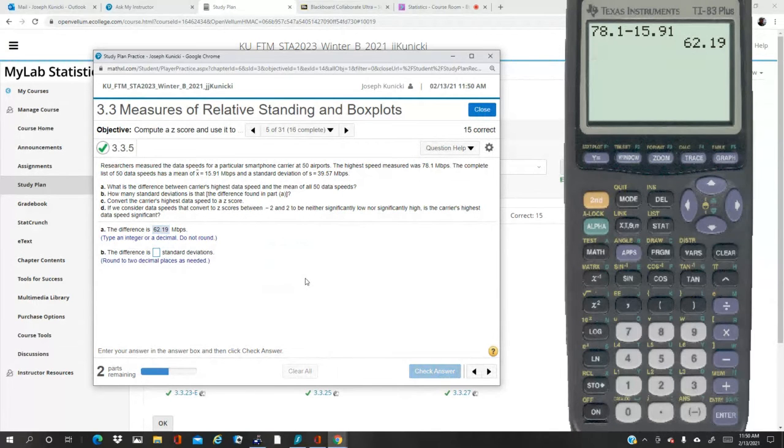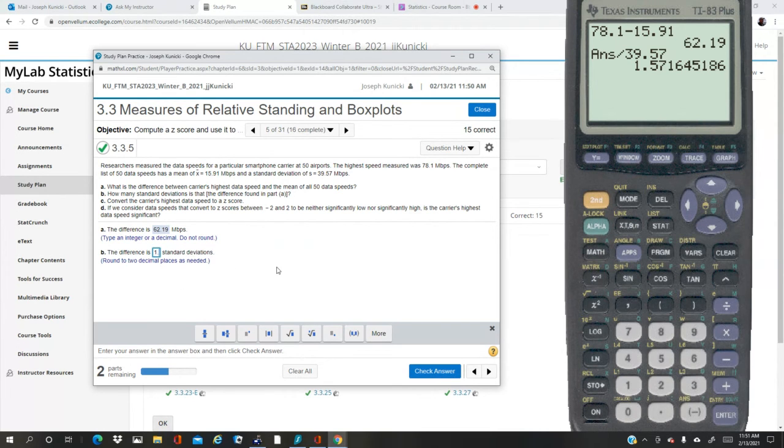All right, second question, how many standard deviations? Well, a standard deviation is 39.57, so I just divide 62.19 by the standard deviation. We're just finding a z-score. So the spread is what we calculated in A. That's the spread from the x value, the highest value, to the mean. And now we want to know how many standard deviations that distance is. And they want 2 decimal places. So 1.57. 1.57 standard deviations.